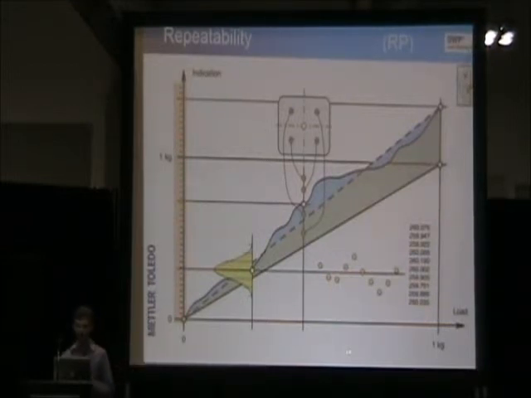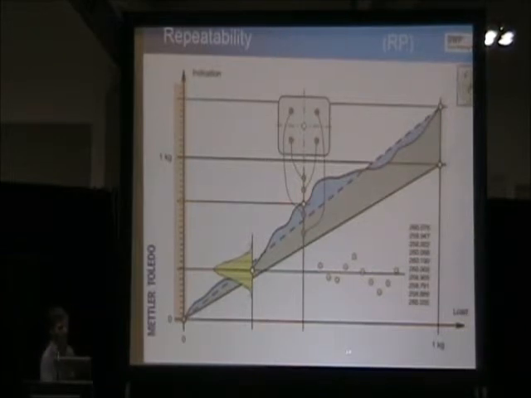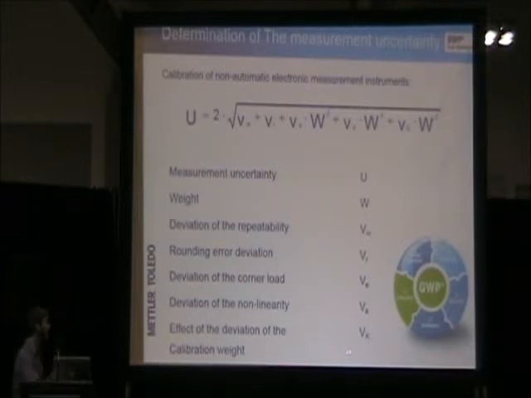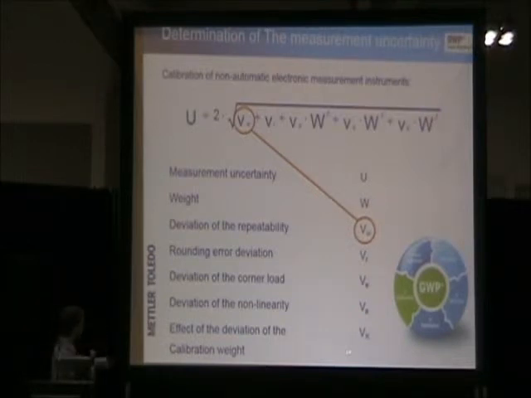So all of these parameters of uncertainty, between the nominal value of readability, sensitivity, eccentricity, and nonlinearity, all go into this lovely equation up here to establish the total uncertainty of measurement.